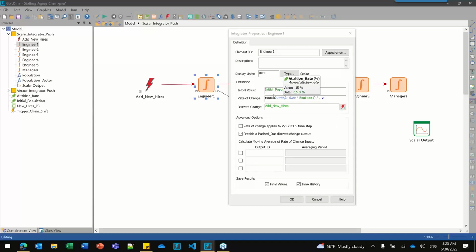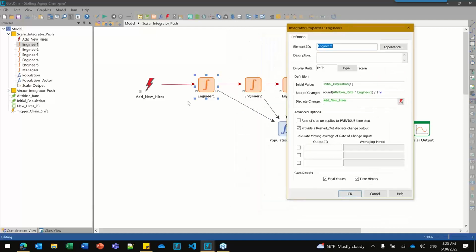this 15%, and then in addition to that, our new hires are coming in, and that's this push right here. The really important part of this particular model is that we go to the More button down at the bottom of the integrator and check the box for Provide a Pushed Out Discrete Change Output. We need that because we want to have graduates from this cohort move into the next cohort. So you need to have that checked.